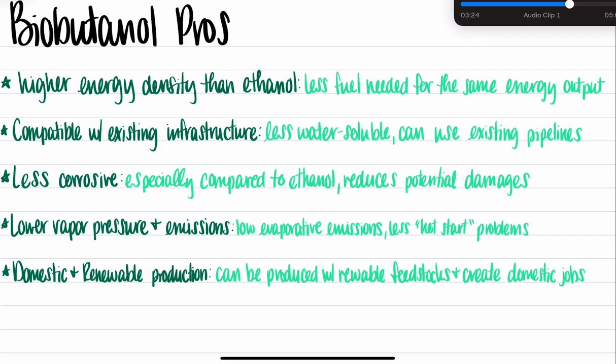It does have a lower vapor pressure and emission, which means that there's lower evaporative emissions, causing less hot start or spark start problems in engines, as well as it being a domestic and renewable production process. It can be produced with renewable feedstocks, which is the main goal, and create a lot of domestic jobs.